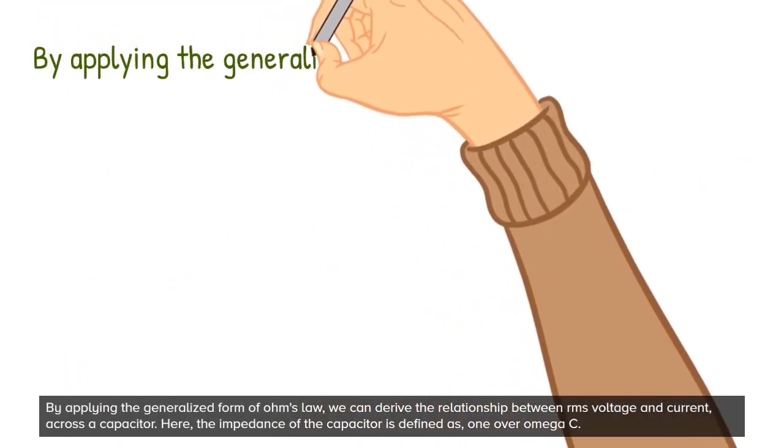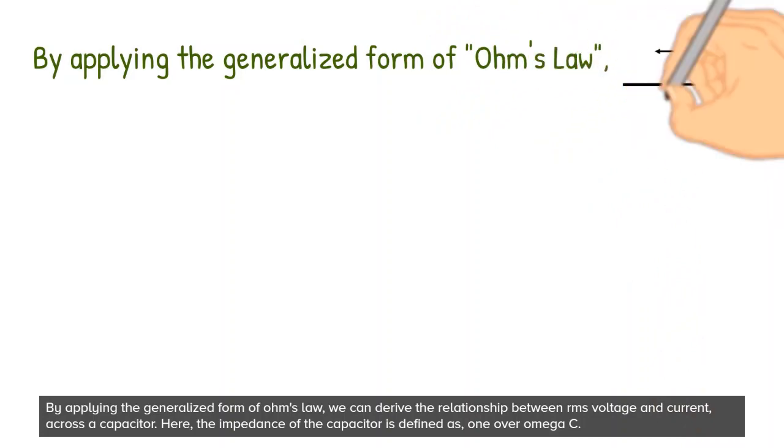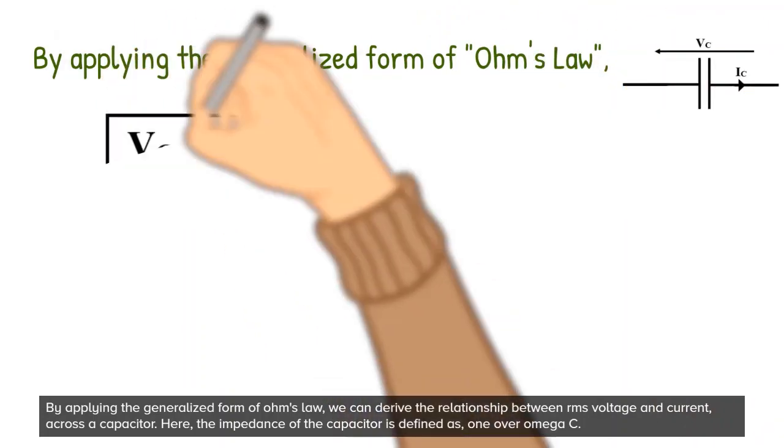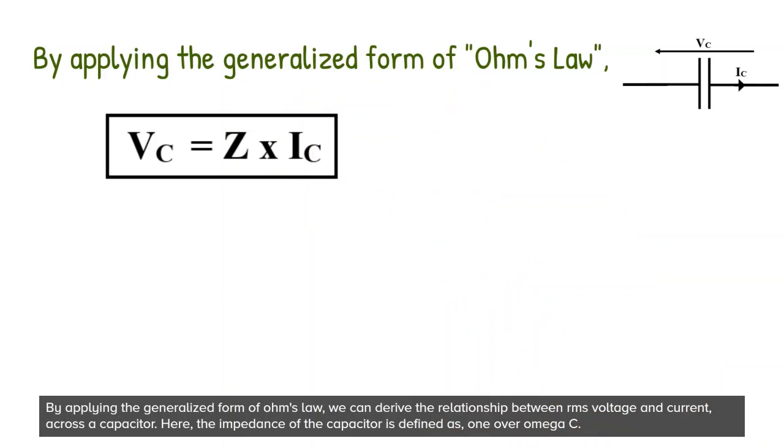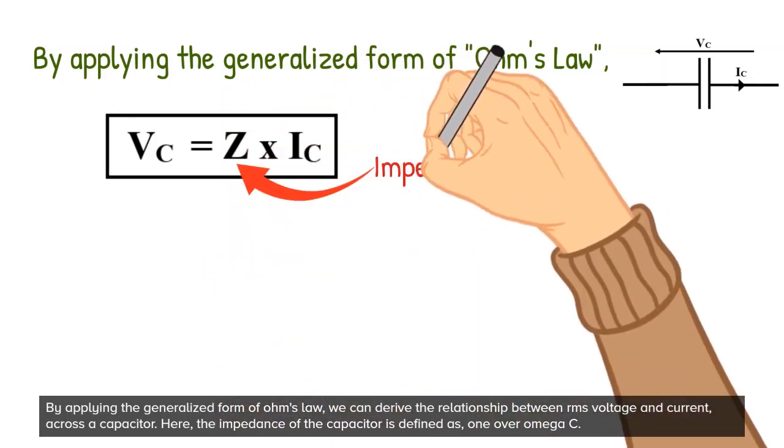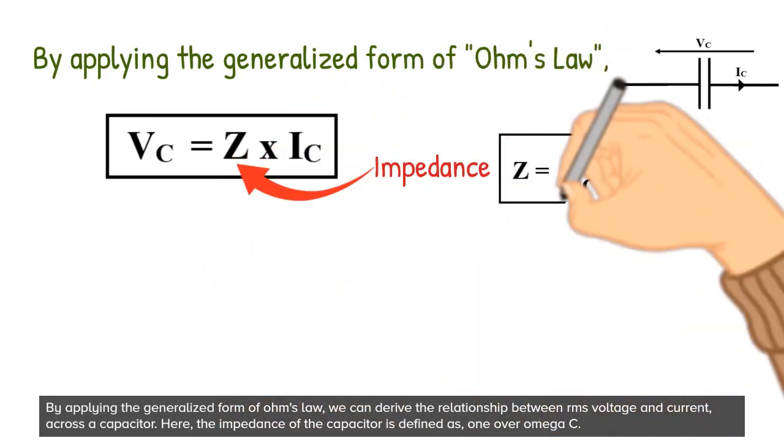By applying the generalized form of Ohm's law, we can derive the relationship between RMS voltage and current across a capacitor. Here, the impedance of the capacitor is defined as 1 over omega C.